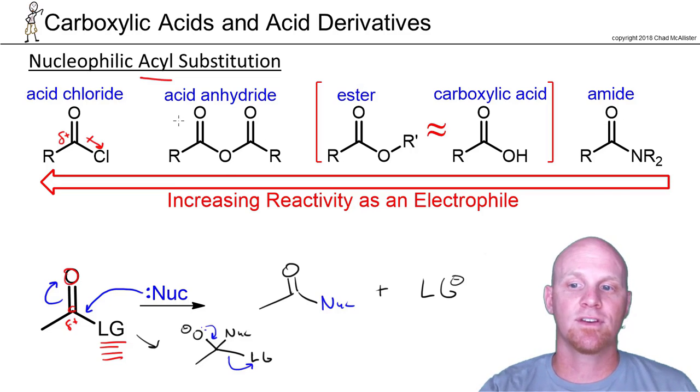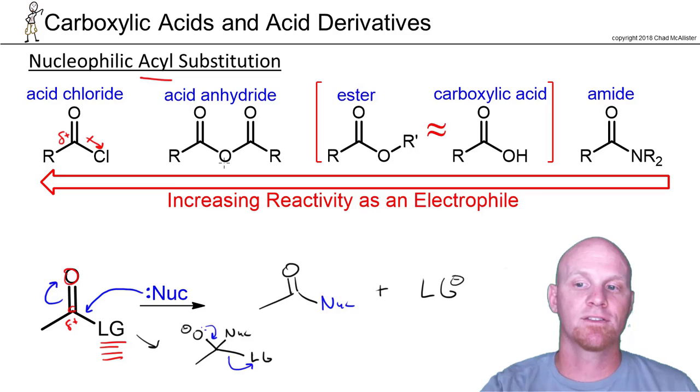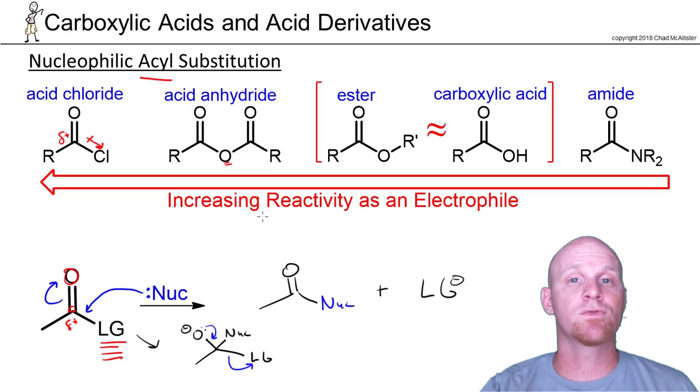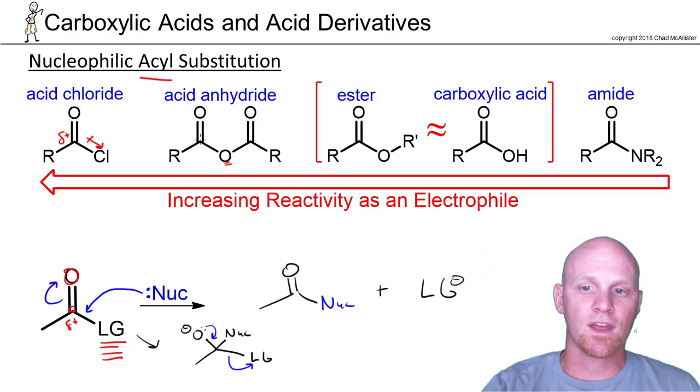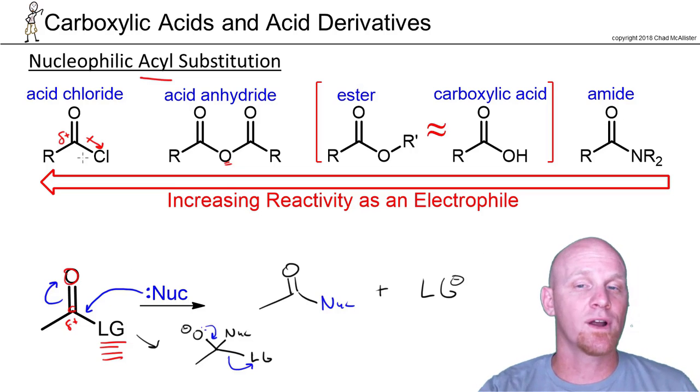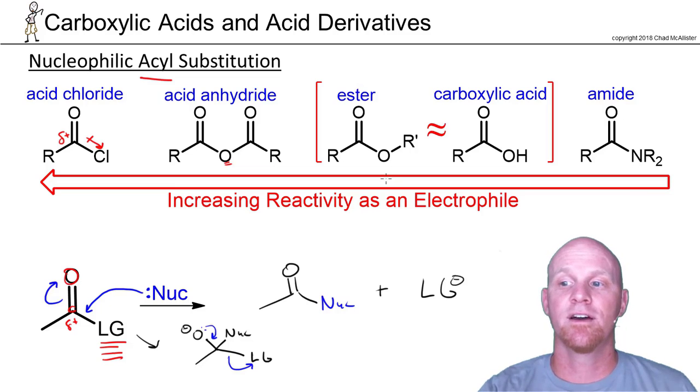If we look at the acid anhydride, on the other hand, it's bonded to an oxygen. And we found out with oxygen and nitrogen, they actually can be donating from a resonance sense, withdrawing from an inductive sense, but overall, they're not as withdrawing as a halogen. A nitrogen, being less electronegative, is even less withdrawing than the oxygen. And so that's why the acid chloride is the most reactive.